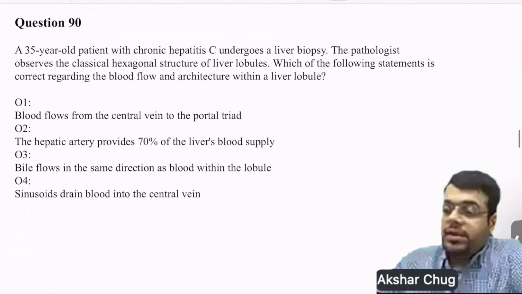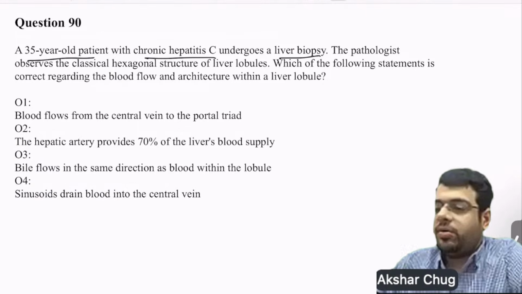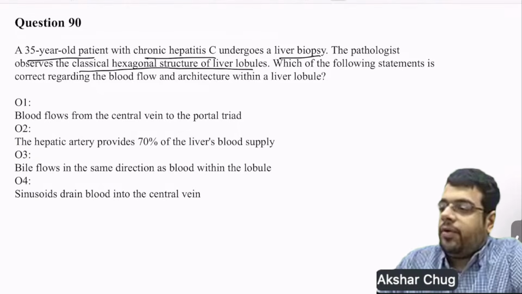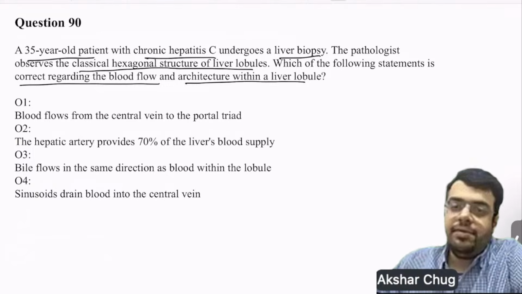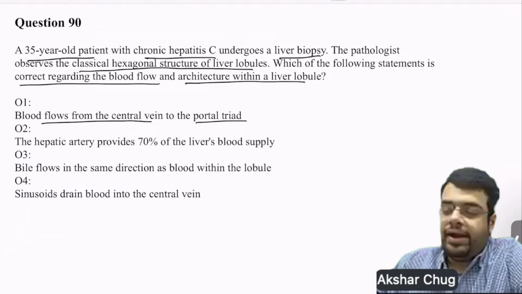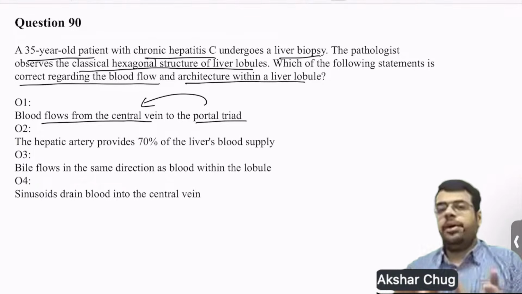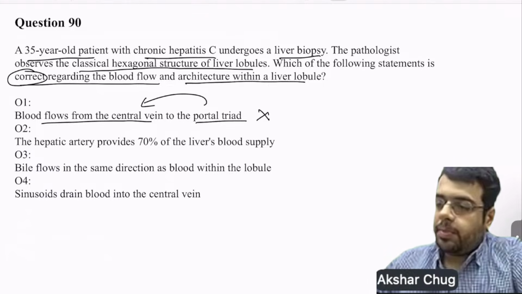Okay, a 35-year-old patient with chronic hepatitis C undergoes a liver biopsy. The pathologist observes the classical hexagonal structure of the liver lobule. Which of the following statements is correct regarding the blood flow and the architecture within the liver lobule? Blood flows from the central vein to the portal triad. Basically, this should be the opposite. The blood flows from the portal triad to the central vein. So this is incorrect. We are asked about the correct option.